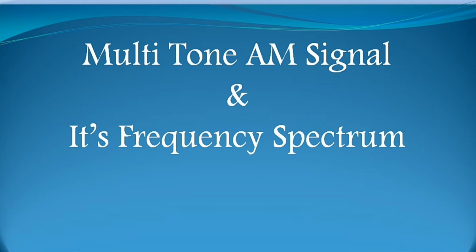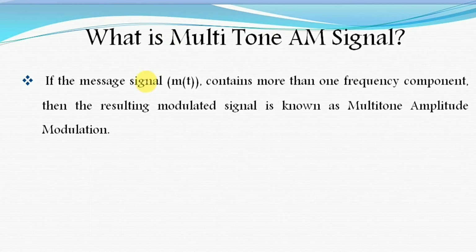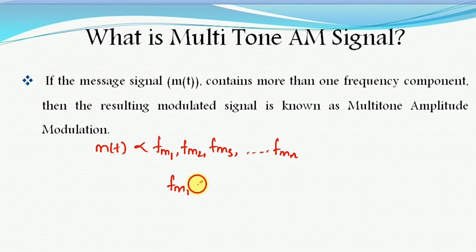So the multi-tone AM signal is nothing but the message signal which is having more than one frequency component. Then that resulting signal we are calling it as a multi-tone AM signal, which means if I write the example, then m of t is consisting of multiple number of frequencies, that is fm1, fm2, fm3 and so on, fmn. Okay, which means that this m of t is having multiple number of frequencies, and these frequencies will have a relation, that is fm1 is the lowest frequency compared to fm2 and so on, and it is the lowest frequency compared to the nth frequency component.